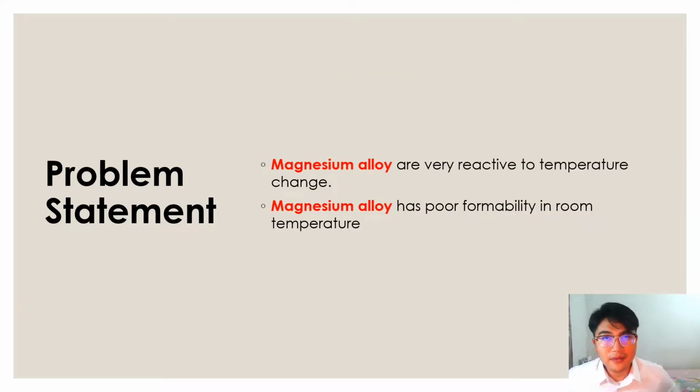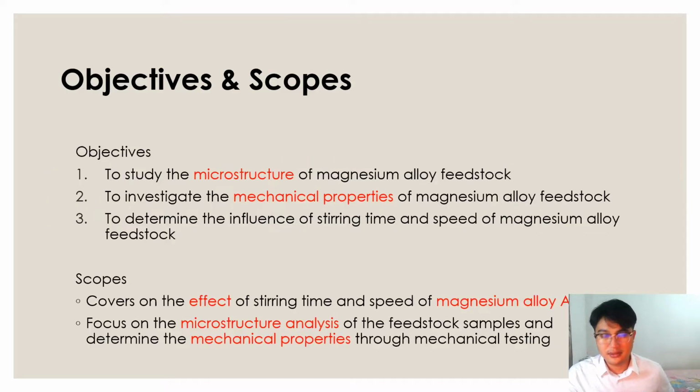So for my problem statements, first, magnesium alloy is very reactive to temperature change, and second, magnesium alloy has poor formability at room temperature. And for my objectives and scopes, my first objective is to study the microstructure of magnesium alloy feedstock, to investigate the mechanical properties of magnesium alloy feedstock, and lastly, to determine the influence of stirring time and stirring speed of magnesium alloy feedstock.